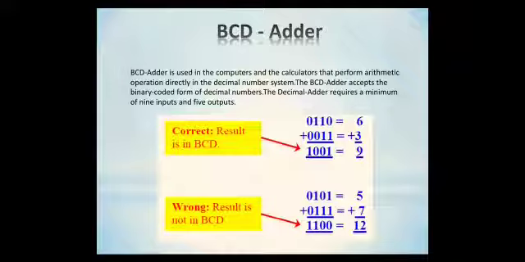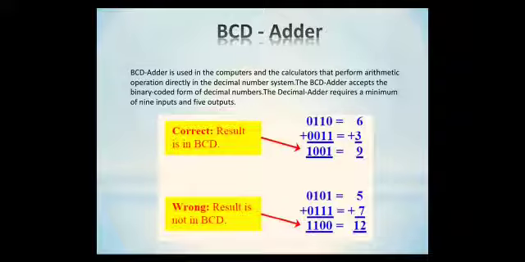BCD adder is used in computers and calculators that perform arithmetic operations directly in the decimal number system. The BCD adder accepts the binary coded form of decimal numbers. The decimal adder requires a minimum of 9 inputs and 5 outputs. Here I am taking two examples and comparing.